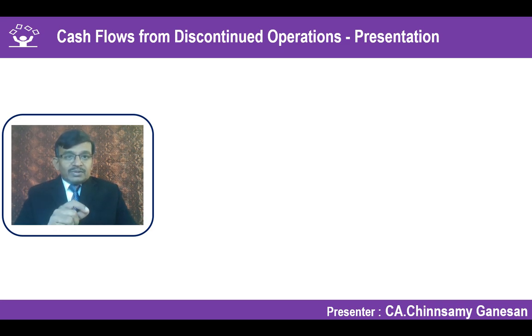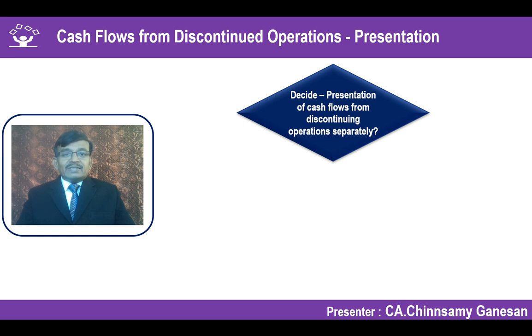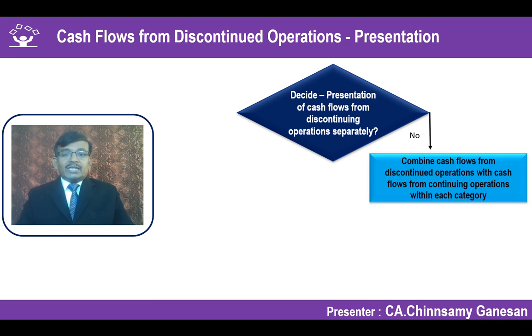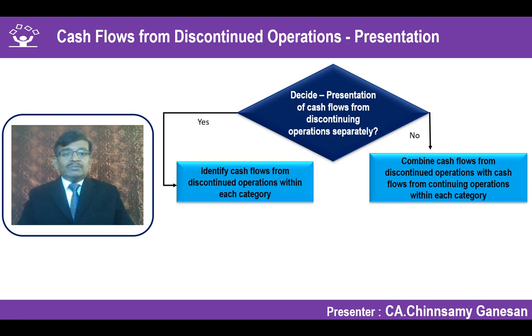What do I have to do with respect to cash flows from discontinued operation? The standard actually gives two options. What it says is whether you want to show the cash flows from discontinuing operations separately, as a separate position, like what you are showing in the profit and loss account. In that case, you have to show under each of the categories what is the cash flows arising out of operating activities, what is arising out of investing activities, what is arising out of financing activities. You have to show them separately.